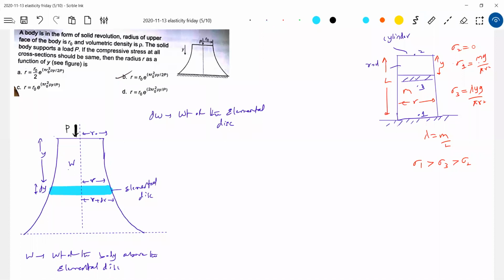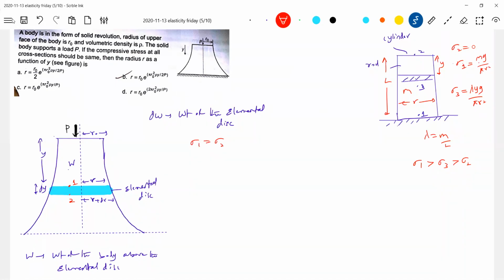Now, what is the stress? If the stress above the elemental disk and below the elemental disk is the same, that's the condition. Stress everywhere should be the same. Then how should the radius vary as a function of y? This is the question. So the stress at 1 and 2 should be the same. This is point 1, this is point 2. So strictly, the condition given is sigma 1 equals sigma 2. Instead of writing sentences, I'm taking symbols here.